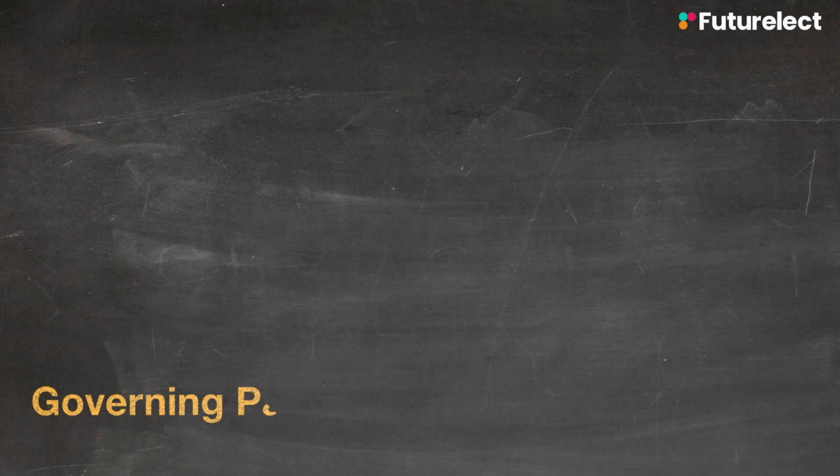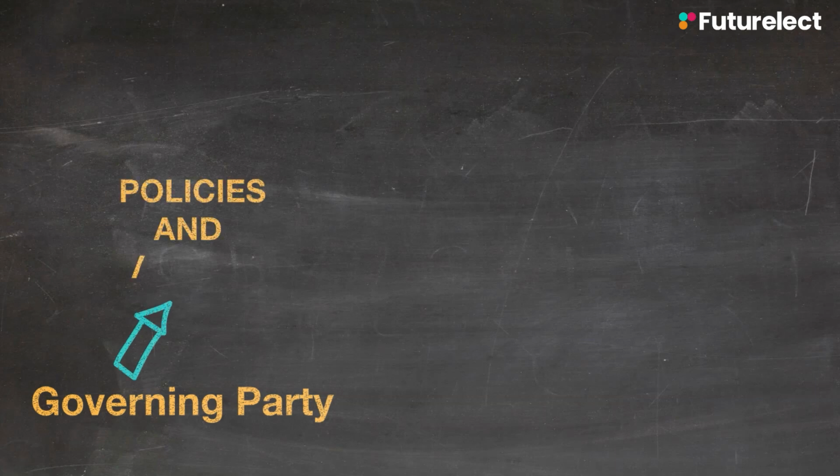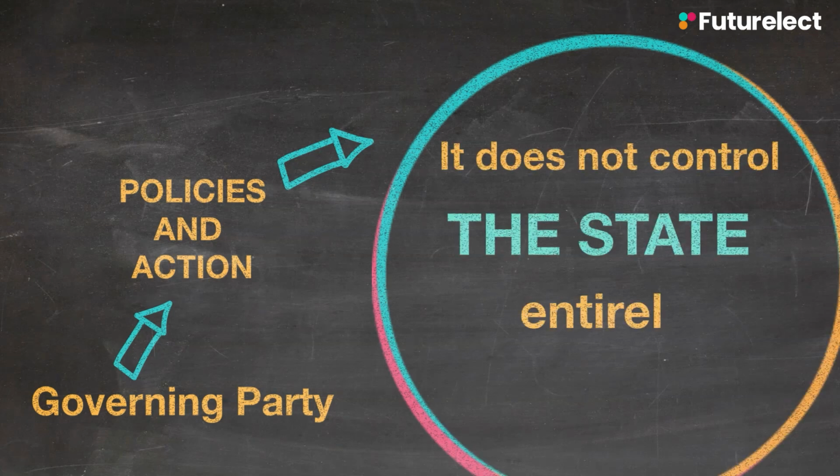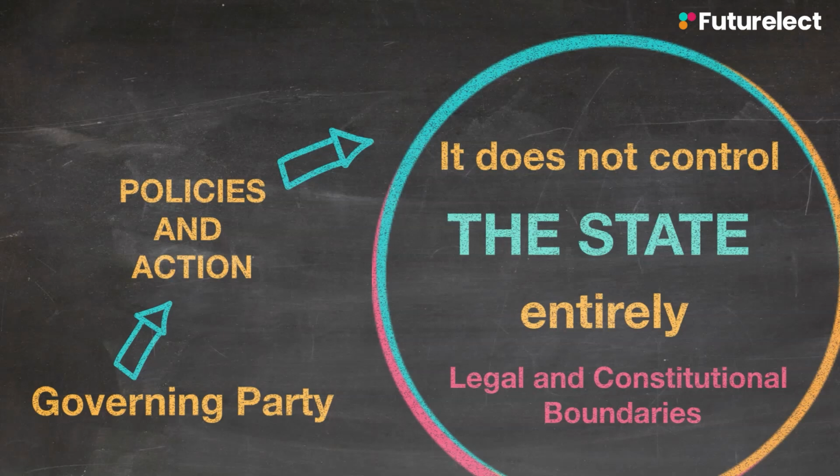Lastly, an important thing to remember, while the governing party can influence the direction and the priorities of the state through policy and action, it does not control the state entirely. That is thanks to legal and constitutional boundaries. This is usually called the division between party and state.